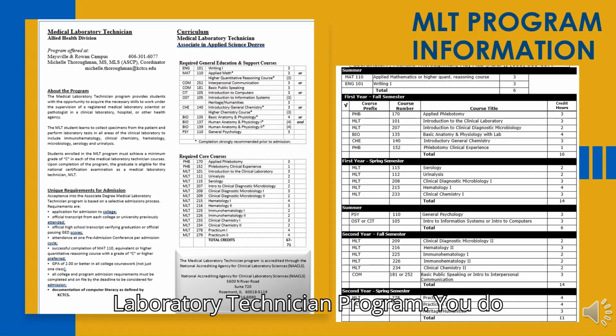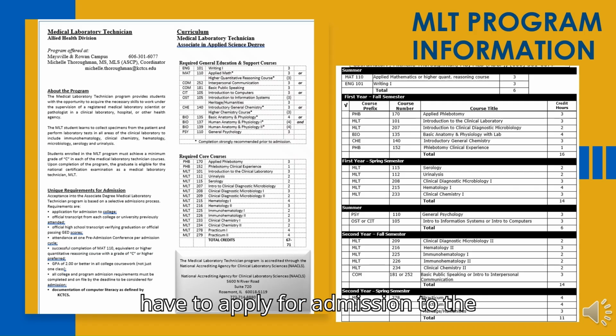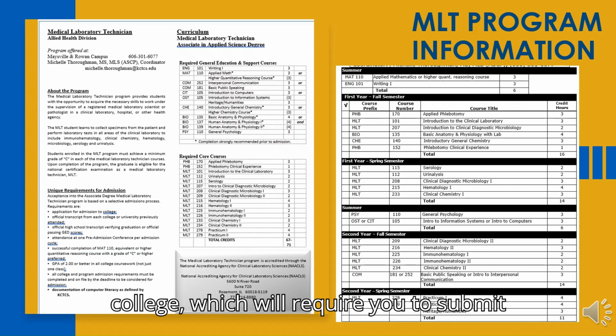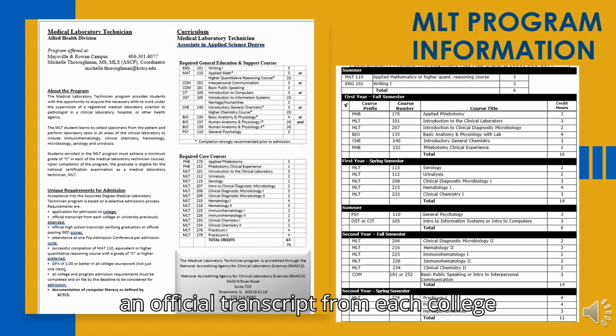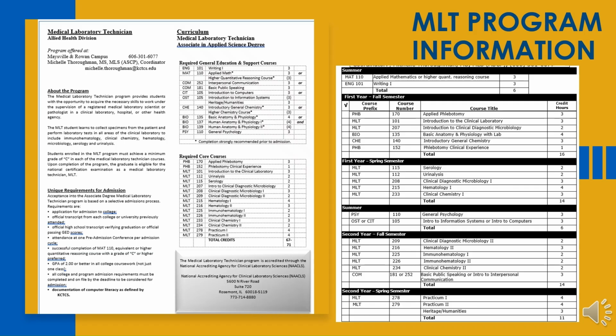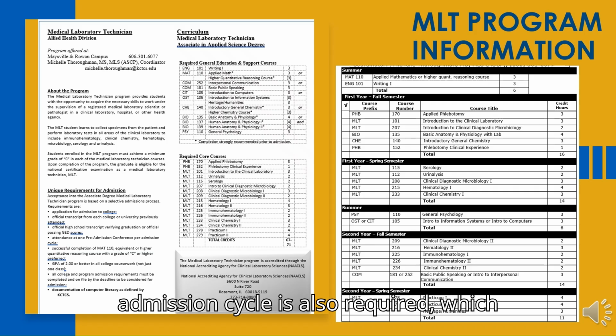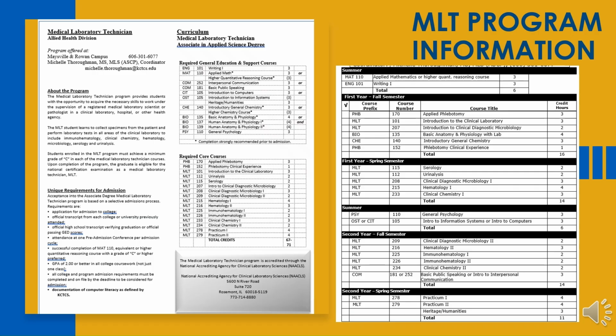Here is an overview of the Medical Laboratory Technician program. You do have to apply for admission to the college, which will require you to submit an official transcript from each college or university previously attended, or an official high school transcript verifying your graduation or official passing GED scores. Attendance at one pre-admission conference per admission cycle is also required, which this video will satisfy. Successful completion of Math 110 or higher with a grade of C is preferred, and you must have a GPA of 2.0 or better in all college coursework.